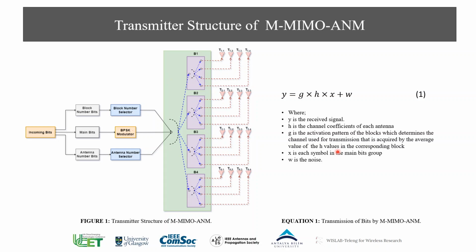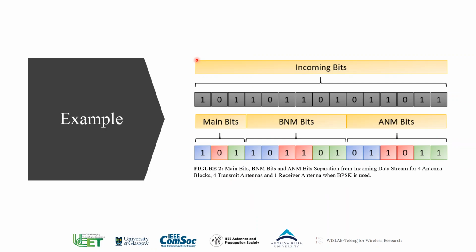And x is each sample in the main bits group, and w is our additive white Gaussian noise. So let me explain the concept deeply on this example. Consider that we have these incoming bits here. What we want to do, as I said earlier, is to separate these bits into 3 different groups: main bits, BNM bits, and ANM bits.